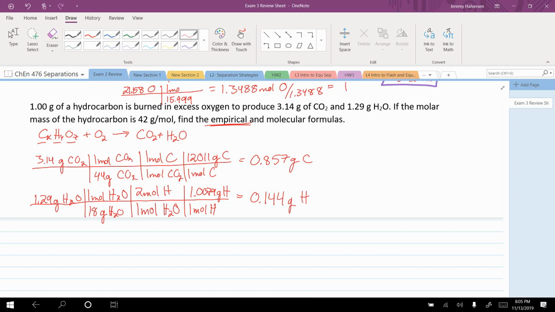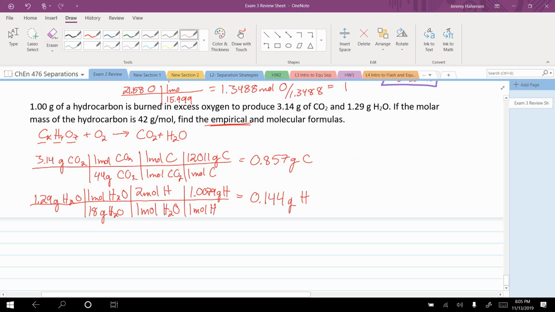So is there any oxygen in this? No. If I wanted to figure out how much oxygen there was, what would I have to do? I would say 1 gram total minus 0.857 grams C minus 0.144 grams H gives me grams of oxygen. But that comes out to 0. So there is no oxygen in this one, which is probably why I wrote hydrocarbon. Because usually the problem will be like a compound containing carbon, hydrogen, and oxygen was burned. Okay, cool. So no oxygen in this one.